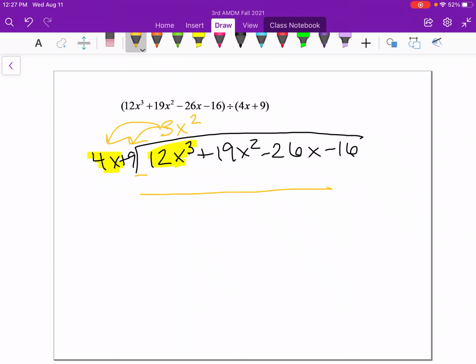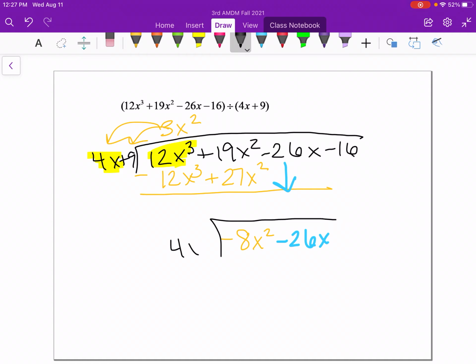Multiply. 3x squared times 4x is 12x cubed. 3x squared times 9 is 27x squared. And I subtract. 19 minus 27x squared is negative 8x squared. I'm going to write that down here. Bring down negative 26x.